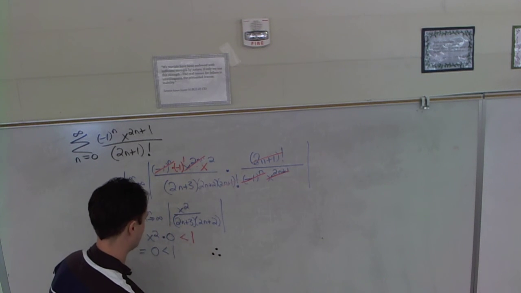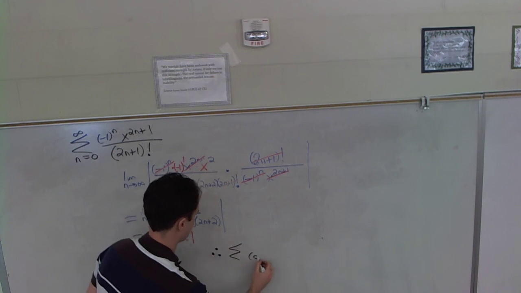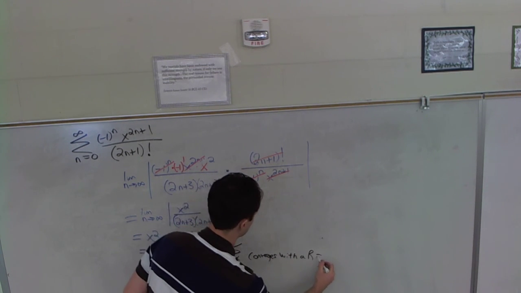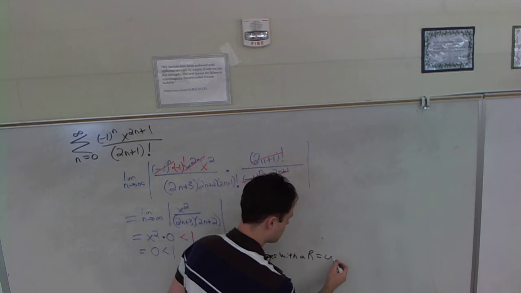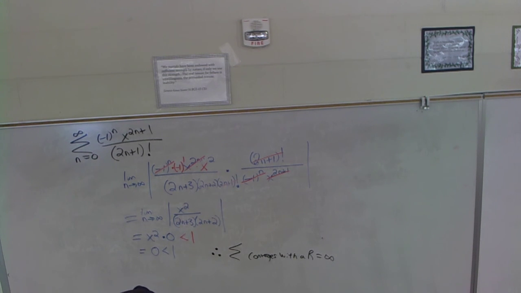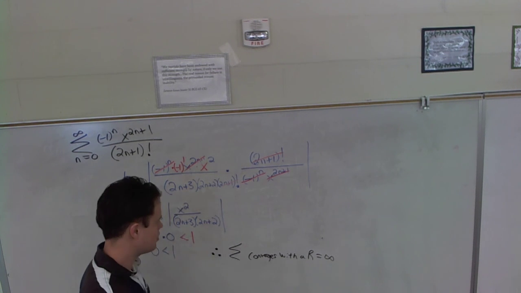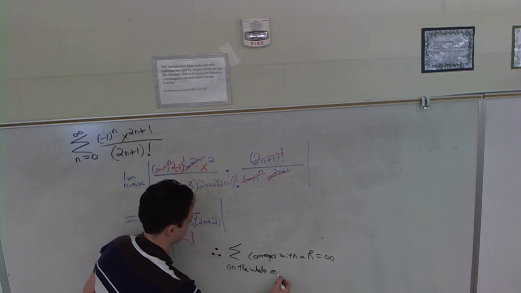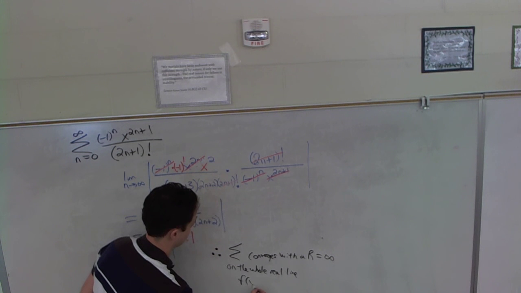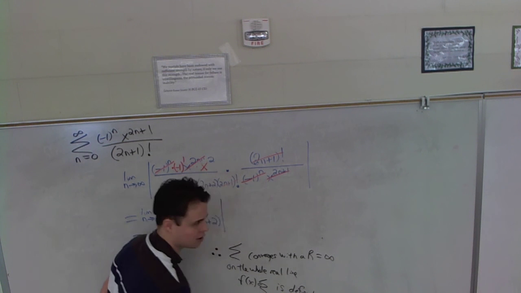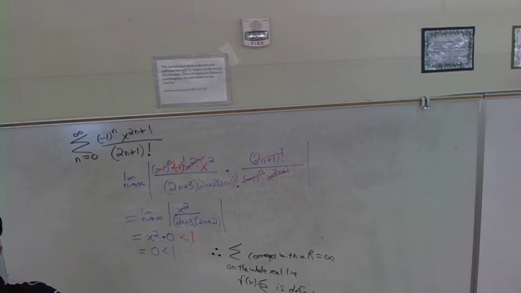So therefore, our series converges with a radius of convergence equal to infinity in either direction. Did I say anything else? No. Yep, that's all I put. On the whole real line, f of x equals the power series is defined. Okay, add that.